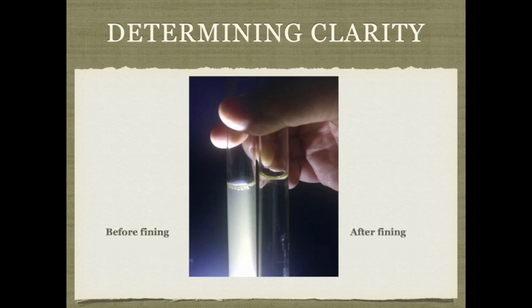And this is an obvious example of what the test tubes look like before fining and after fining. The mead looked fairly clear to the naked eye in the carboy, but obviously up close with the light, it's very cloudy.